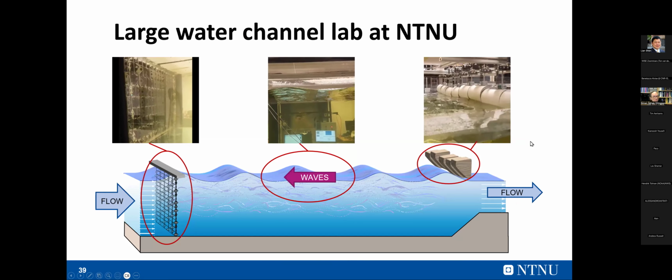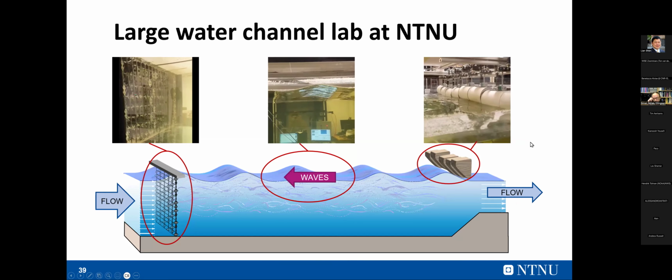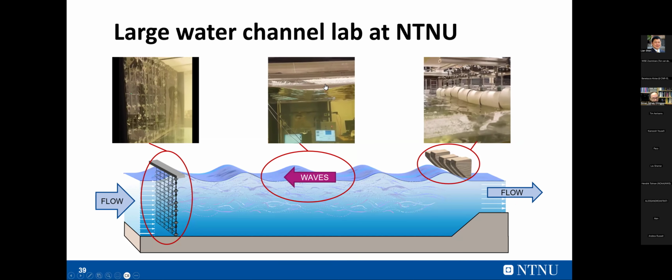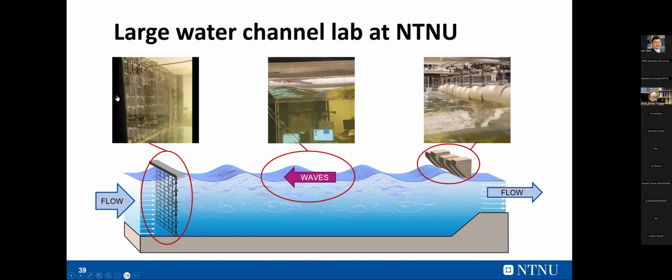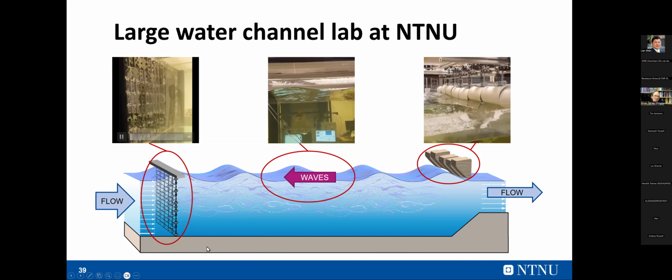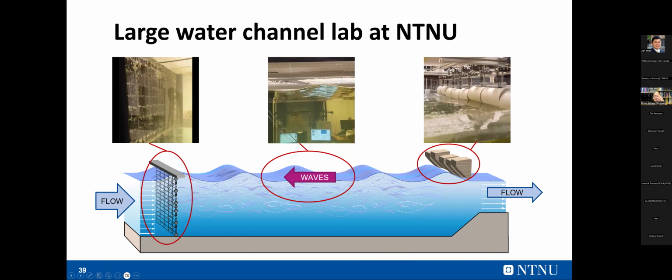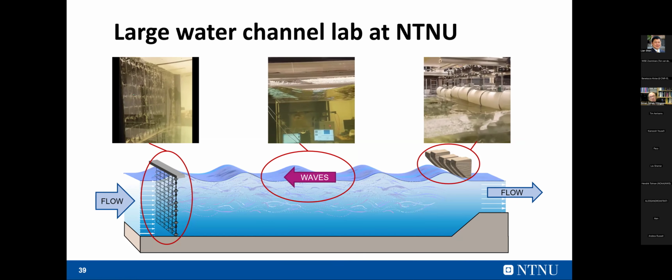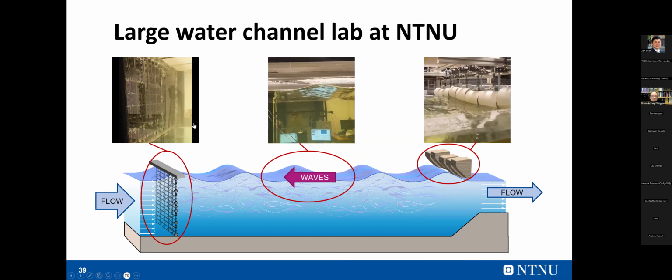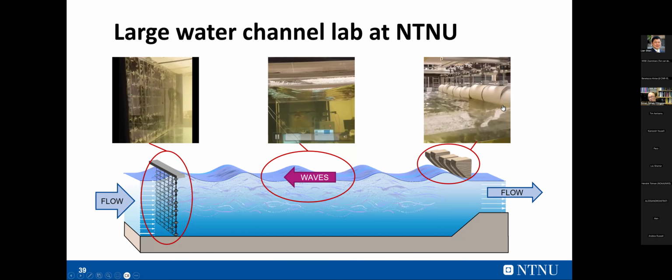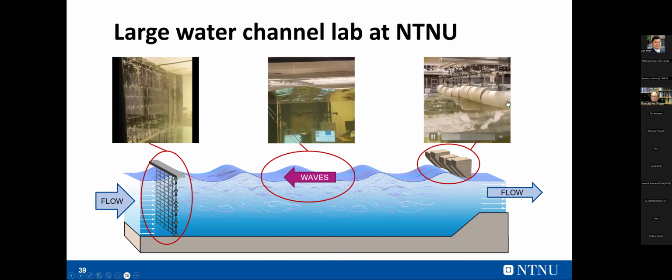This is some videos of what goes on. These are somewhat old, but they give the idea. At the inlet here, you have the active grid, which are horizontal and vertical bars that spin around, and it allows you to tailor the kind of turbulence that you want. You get waves propagating upstream, and we've got this piano key type of wave maker.